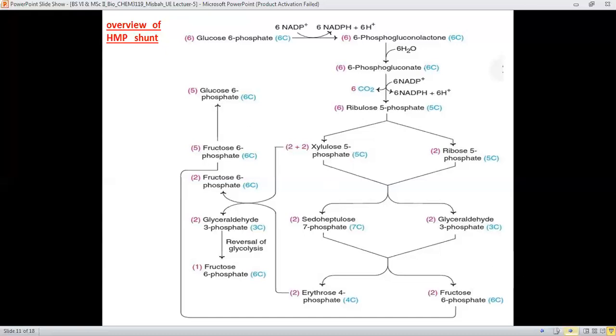In this way, many of the monosaccharides are interconvertible. They yield a number of pentoses, and also many NADPH are produced over here.